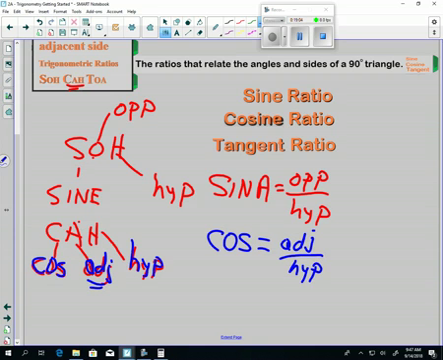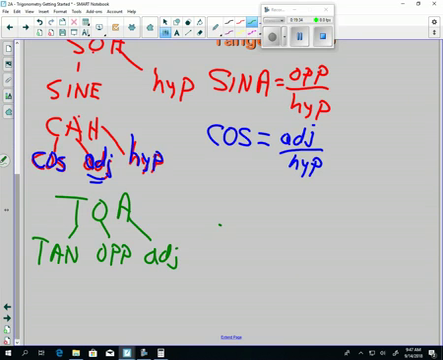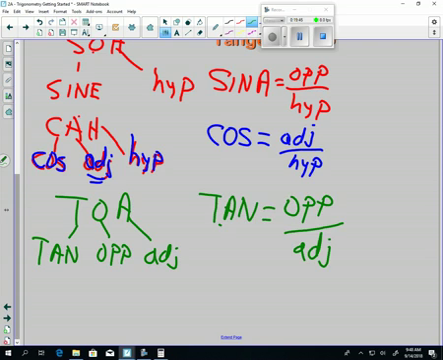And then the last one in the trig ratios is TOA. So I say SOHCAHTOA. So TOA is tangent. That's tangent. I just write it as tan. O, again, is opposite. And this time, A is adjacent. So I write tan equals opposite divided by adjacent. So there's our three trig ratios.